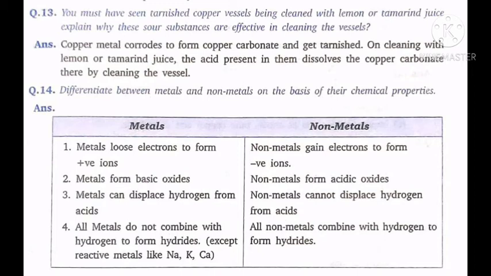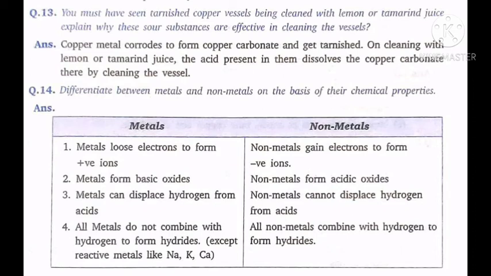Question number 14. Differentiate between metals and non-metals on the basis of their chemical properties. Answer. Metals, non-metals. First one, metals lose electrons to form positive ions. Non-metals gain electrons to form negative ions. Number 2. Metals form basic oxides. Non-metals form acidic oxides.